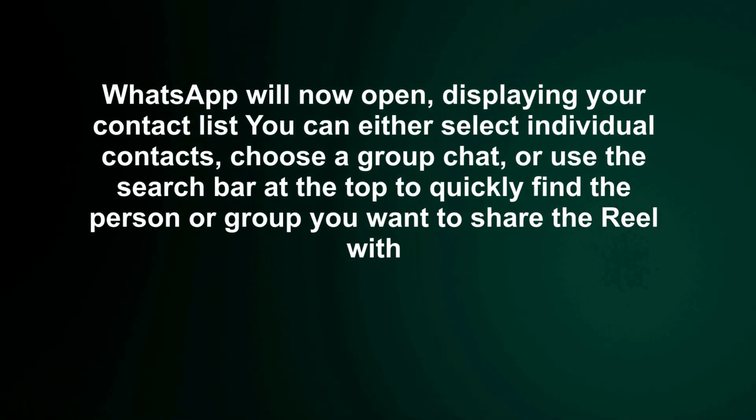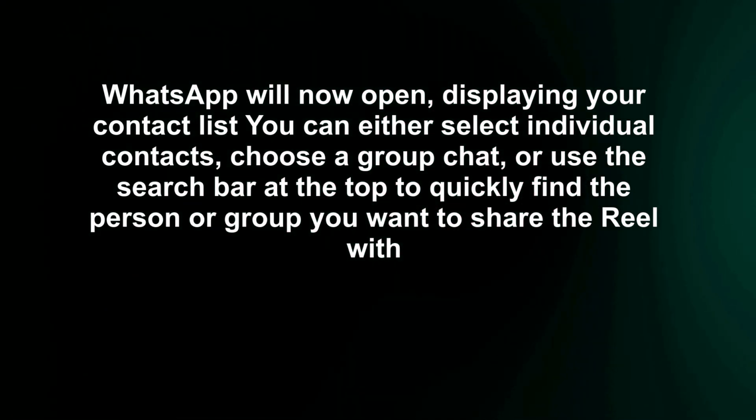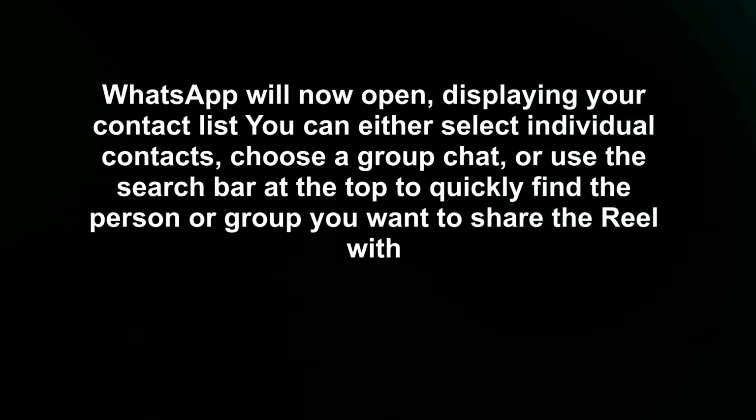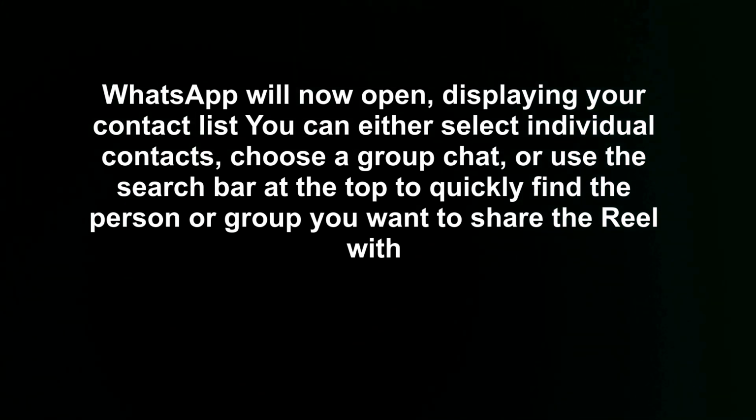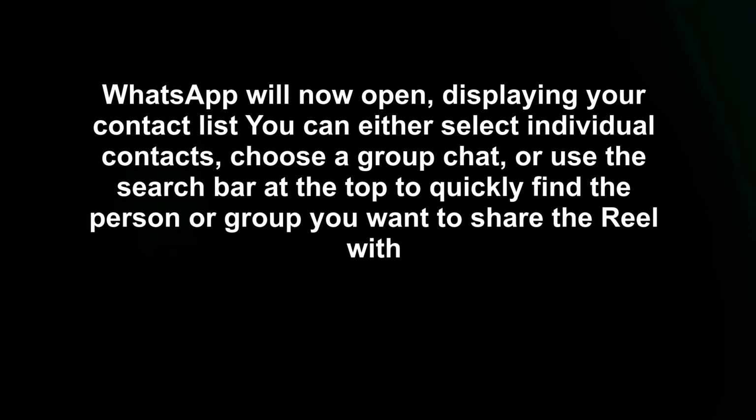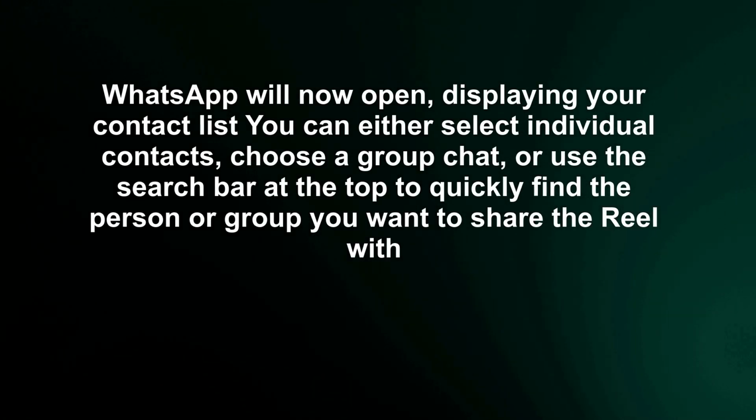WhatsApp will now open, displaying your contact list. You can either select individual contacts, choose a group chat, or use the search bar at the top to quickly find the person or group you want to share the reel with.